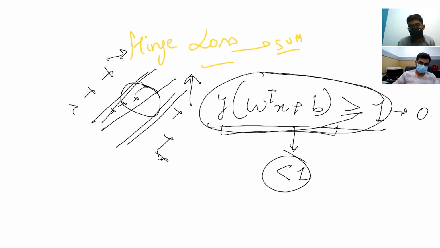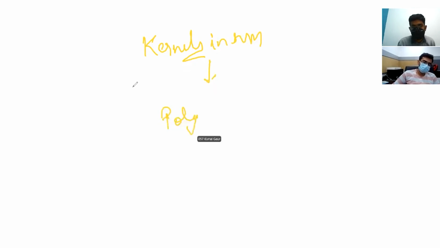Good. So let's say you know about kernels. Yes, in SVM. Okay, there is one kernel known as polynomial. Right. So can you explain it in a short way? In a short way, right?